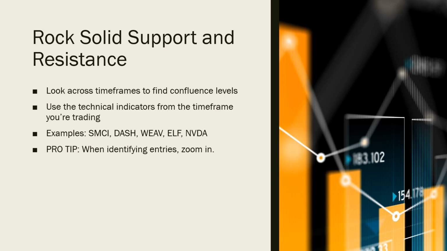On the 30-minute time frame, I'm pulling in all the moving averages from the daily and observing it down there, and I'll show you how to do this too. So the examples that we're going to take a look at, well, we've got 5 examples: SMCI, Dash, Weave, ELF, and NVIDIA. And pro tip, when identifying entries, we want to zoom in. So let's go through some of these names.